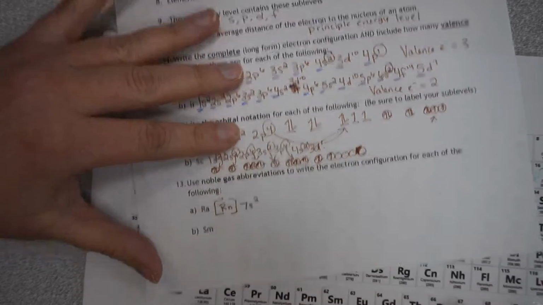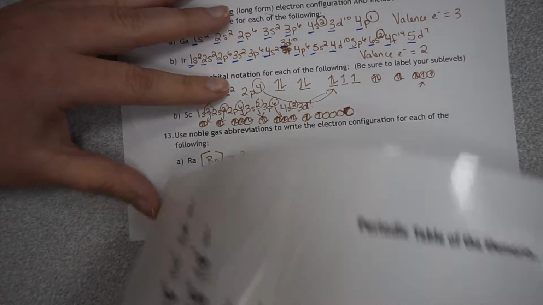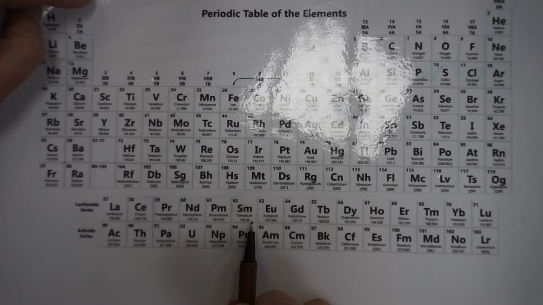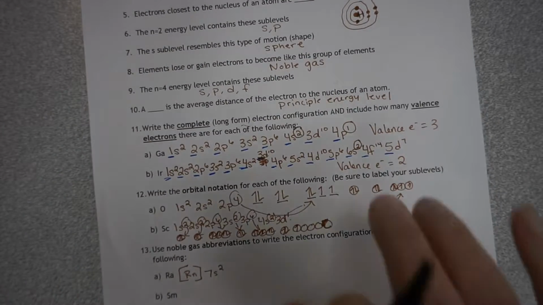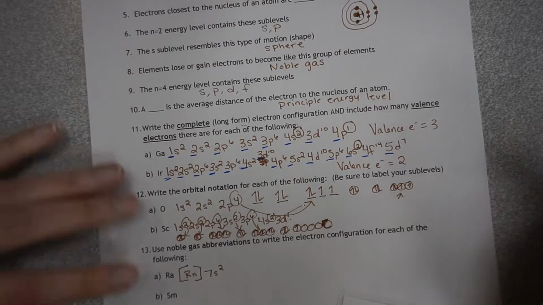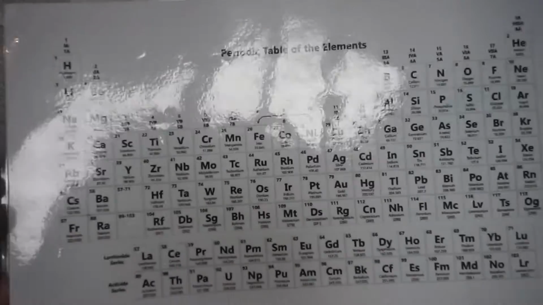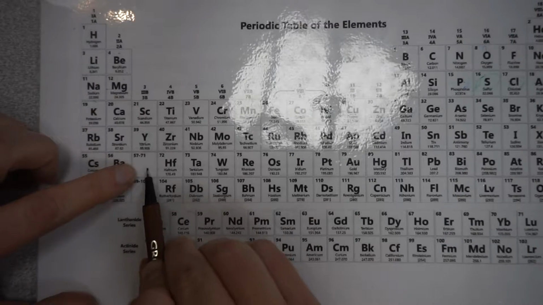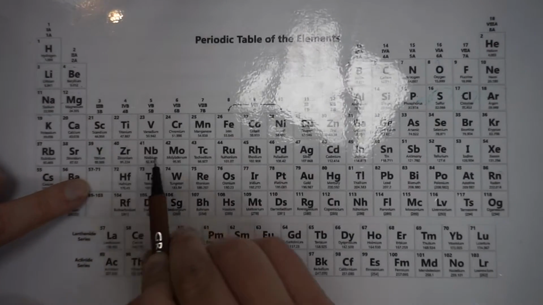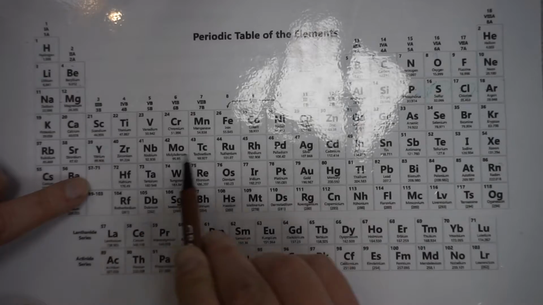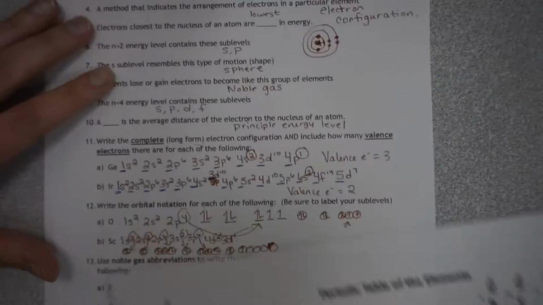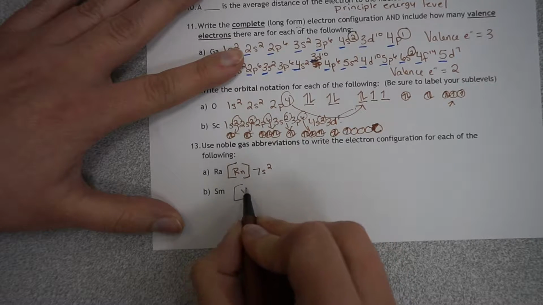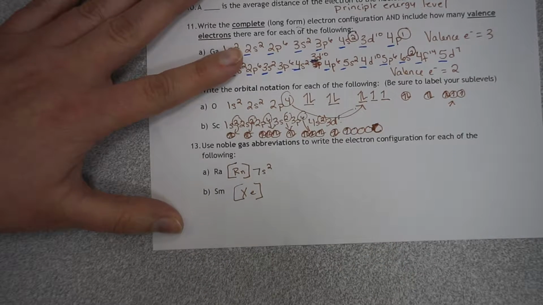7s2, okay? Now let's do Sm, which is in the f orbital. So Sm is right here, really right in this one. The most previous noble gas will be up and to the right, so that'll be xenon. So in brackets, you're going to put Xe.